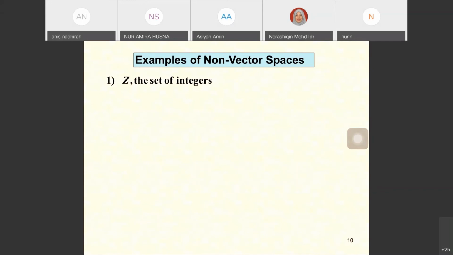Okay, I'll give you a hint. Amiruddin, it doesn't hold axiom number 6. Scalar multiplication. Remember, the scalar must be real. It doesn't hold the scalar multiplication. Give example.